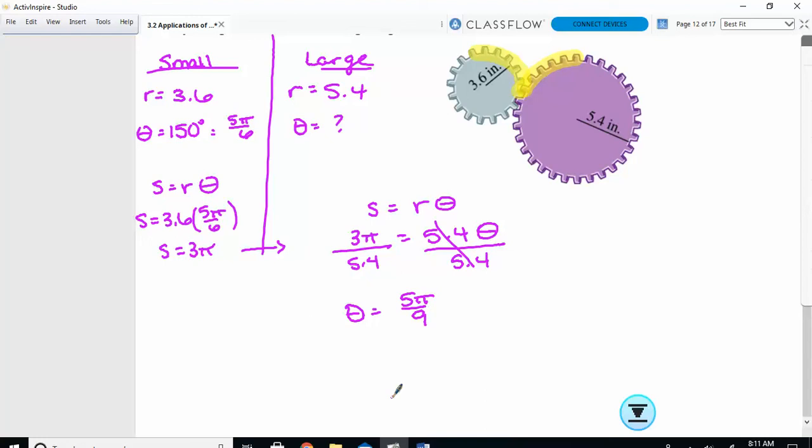Am I done here? What did the question ask? How many degrees? I've given that in radians. So if I want to convert that to degrees, what do we multiply by? 180 over pi. So 5 over 9 times 180 is 100 degrees.